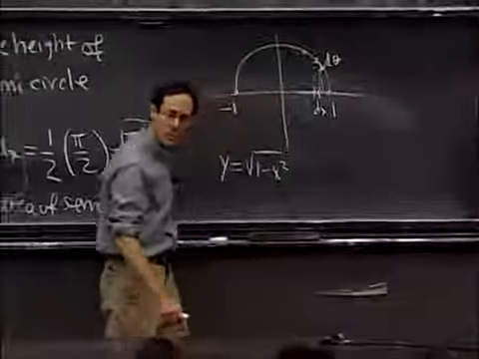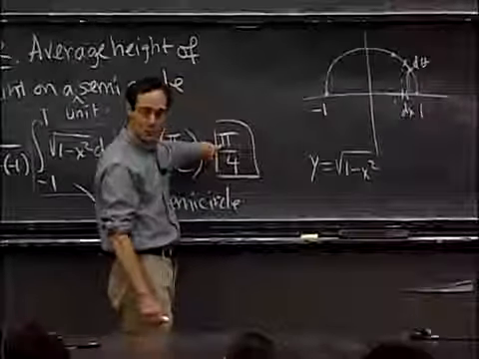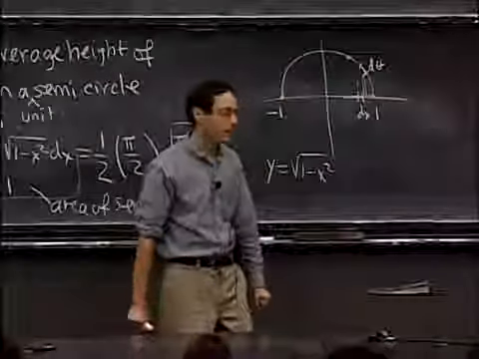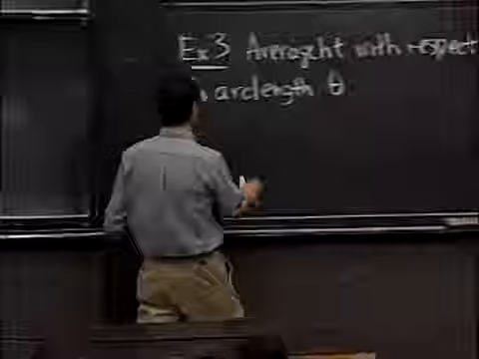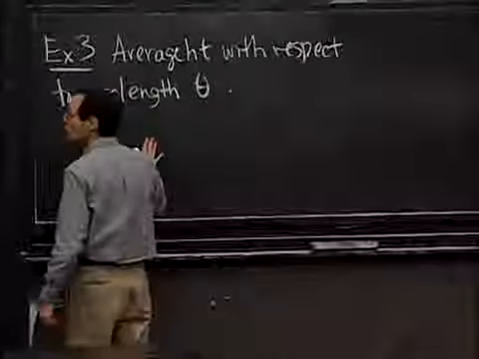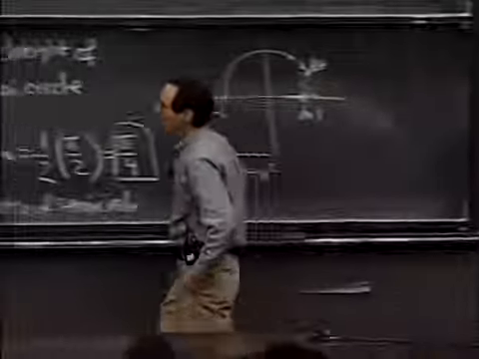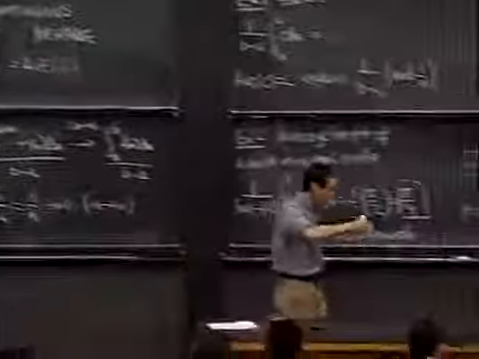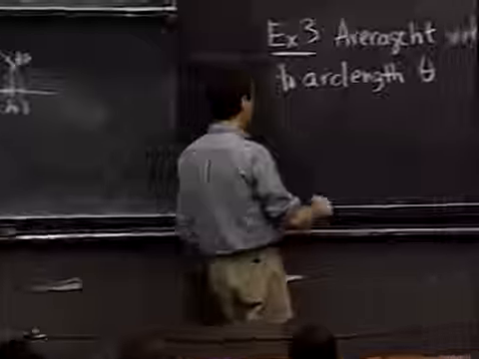So we should expect a different number, and it's not going to be pi over 4. It's going to be something else. Whatever it is, it should be smaller than pi over 4. Now let's set up the integral. The integral follows the same rule. It's just 1 over the length of the interval times the integral over the interval of the function.